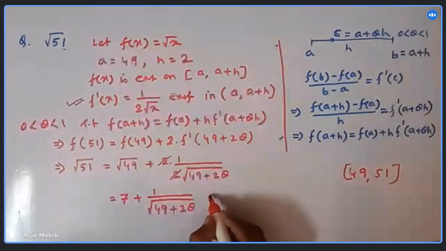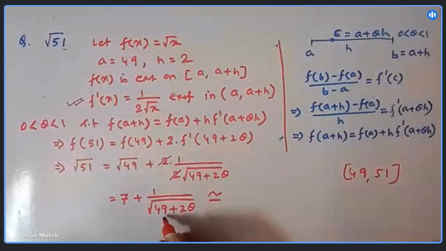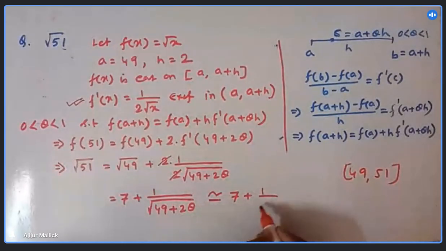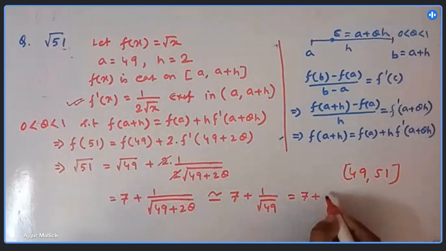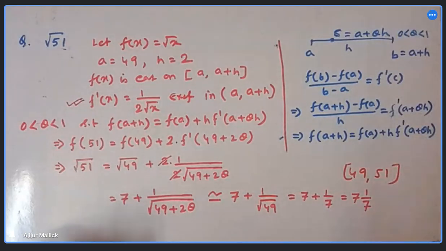Here we shall approximate in this way. Approximately, we shall approximate this as 7 plus 1 by root 49. So this is equal to 7 plus 1 by 7, that is 7 into 1 by 7. This is the approximate value.